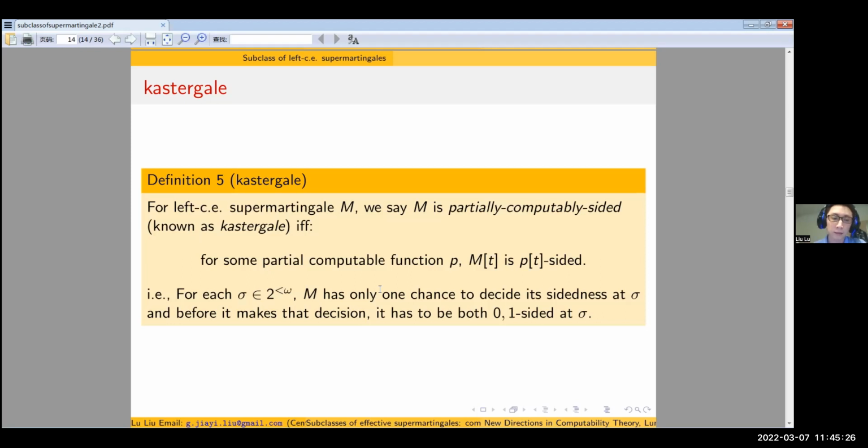So this indicator is a partial computable function. Or, in an equivalent way to say that, there must be a left-c.e. approximation of this supermartingale M and an approximation of this partial function P so that M_t is P_t-sided. Intuitively, this means that for each string sigma, M has one chance to decide its sidedness at sigma. And before it makes that decision, it has to be both zero-sided and one-sided.